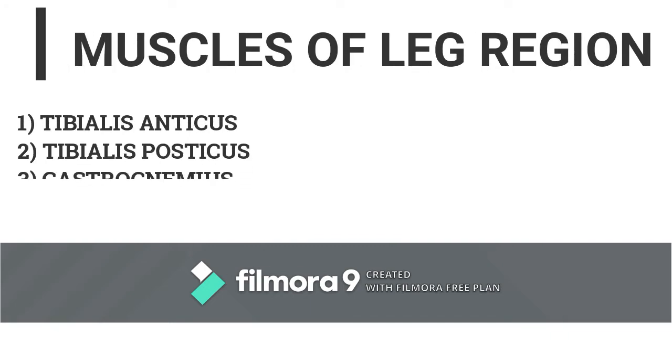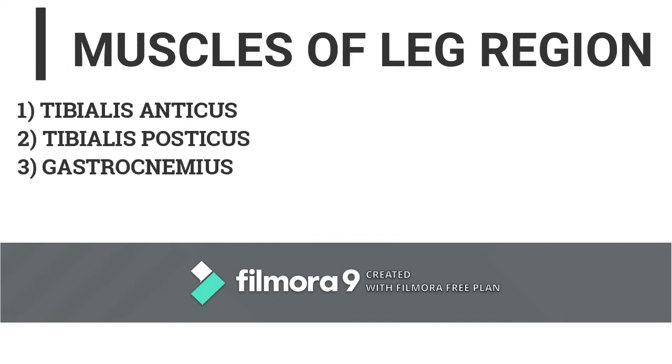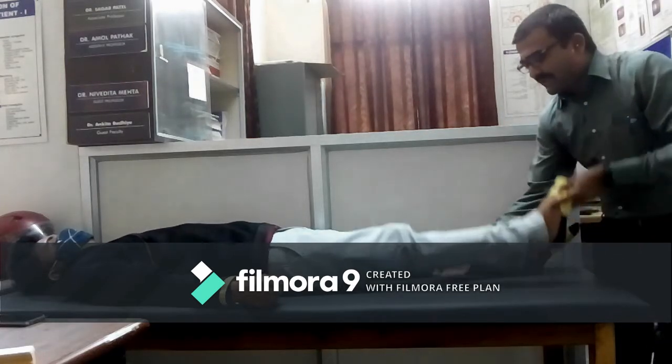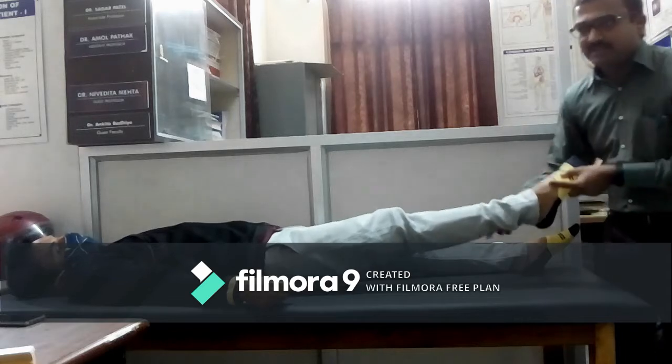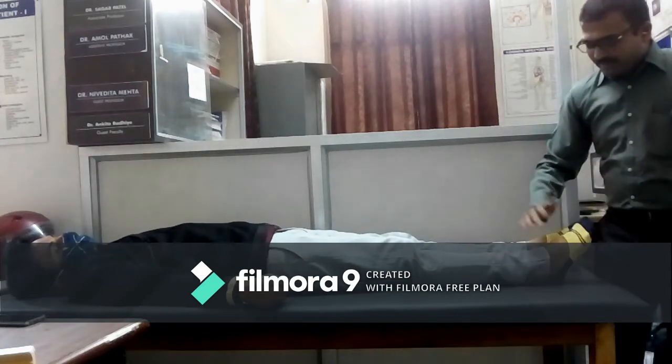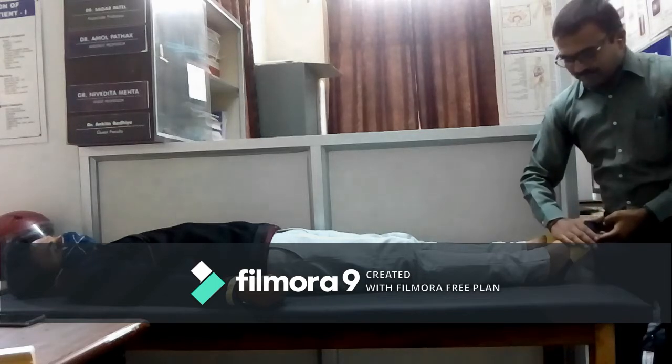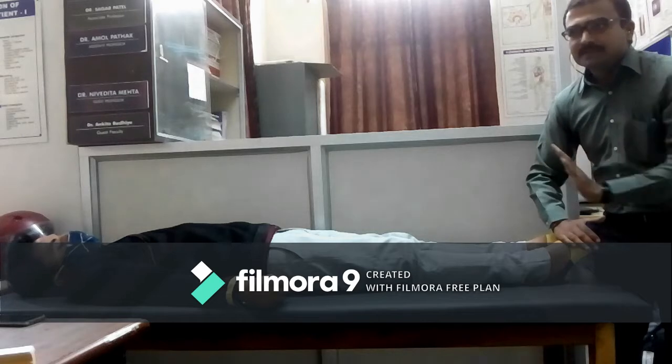Muscles of leg region: tibialis anticus, tibialis posticus and gastrocnemius muscle. Okay. This is anterior region of leg, tibialis anticus muscle, posticus muscle from this side and the gastrocnemius is this calf muscle. Okay. For this, what is the technique? You have to keep your hand on the foot of the person and ask the person to dorsiflex the foot.